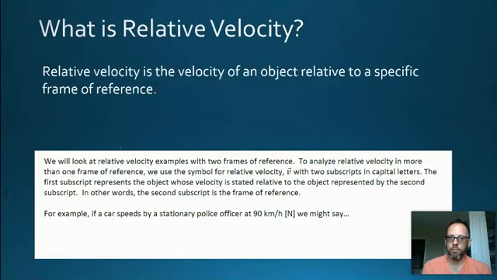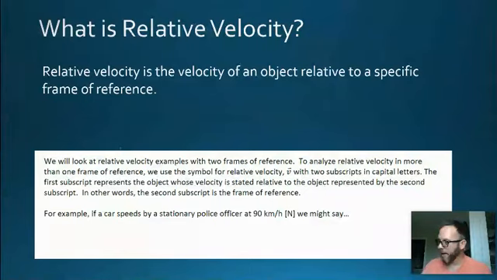And to analyze relative velocity in more than one frame of reference, we're going to use the symbol for relative velocity, so just a velocity vector, but we'll have two subscripts in capital letters. The first subscript represents the object whose velocity is stated relative to the object represented by the second subscript. So the second subscript is the frame of reference. So let's do a simple example here.